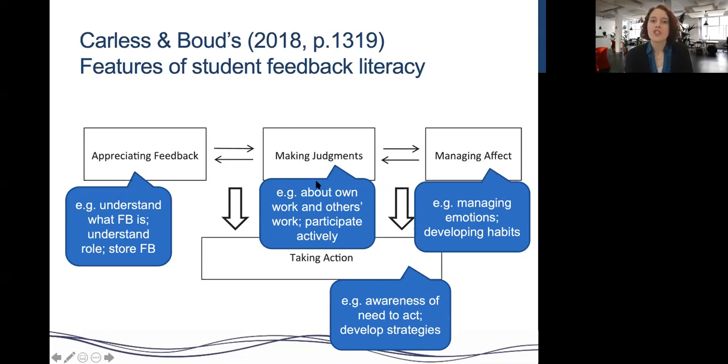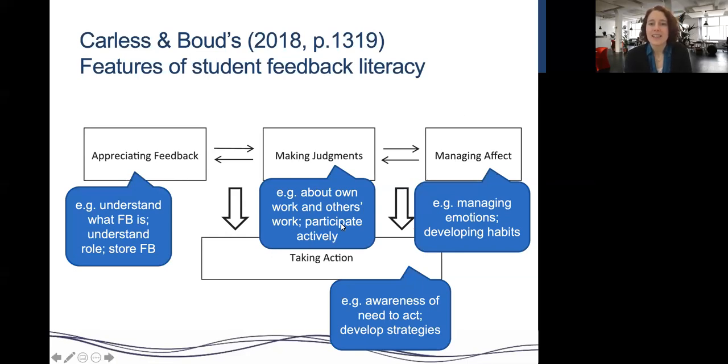Okay, making judgments. So making judgments about my own work as a learner, making judgments about my peers' work, but also actively participating in the feedback process, which doesn't necessarily match exactly what's being used in this category. Managing affect, managing one's emotions, and developing habits. Again, these aren't quite matching the categories they're assigned to.